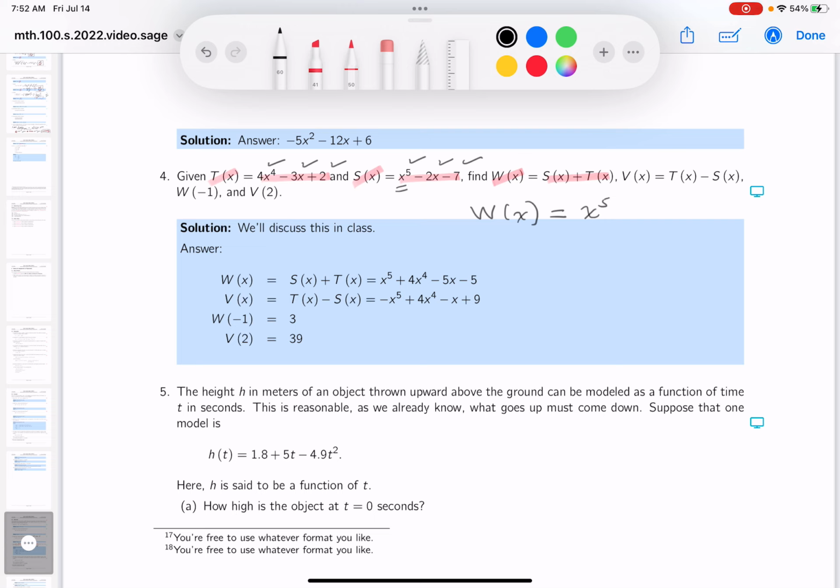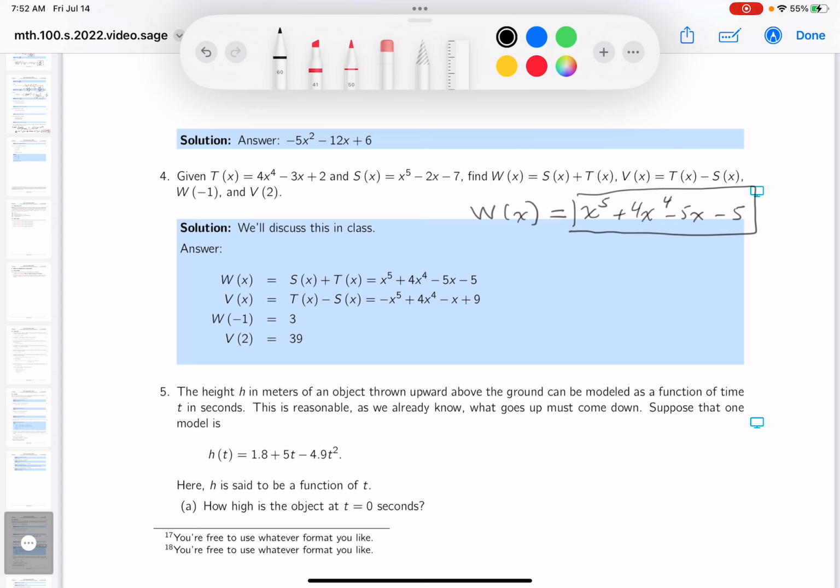Next thing I'm going to look at is the fourth degree term, which I'm seeing over here. So that's plus 4x to the fourth power. Then I see this, minus 3x minus 2x, which is minus 5x. And then I see the 2 and the minus 7, which is minus 5. So I'm going to commit to this and say that's what w is. You may erase that, and I'm going to erase what I just did over here, and go to the next question.